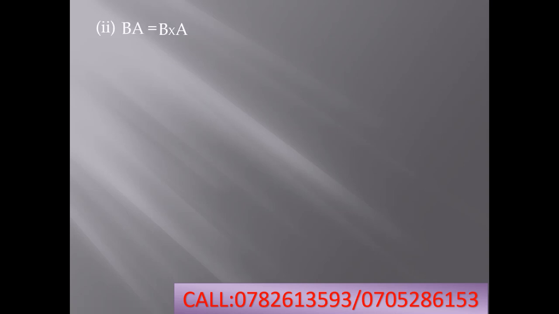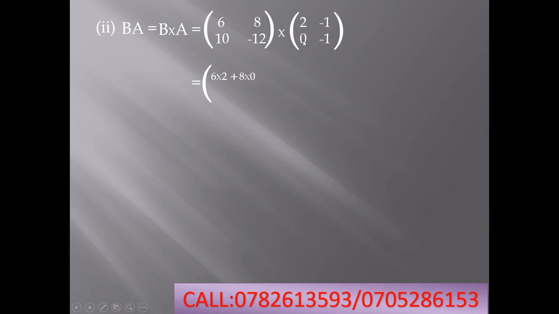So the second question, B times A, shall use the same approach. Put the matrix B, put the matrix A. Now we use the same principle. Let us now retrace the steps we did in the previous question. So we shall take this row into this column. First row, first column. So 6 times 2 plus 8 times 0. Now I come to this: 10 times 2 plus negative 12 times 0.